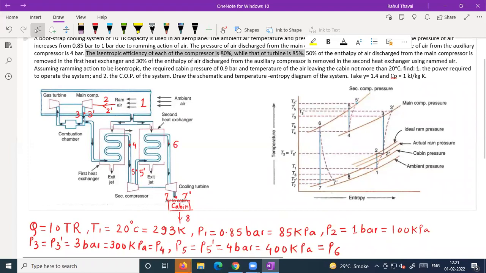Isentropic efficiency of each compressor is 80%, while that of the turbine is 85%. So that is the actual efficiency. As I told you, the vertical straight lines like 1 to 2, 2 dash to 3, 4 to 5 or 6 to 7 indicate 100% efficiency. A vertical line on the TS diagram indicates 100% efficiency. But what is mentioned? The compressor is only 80% efficient while the turbine is only 85% efficient.